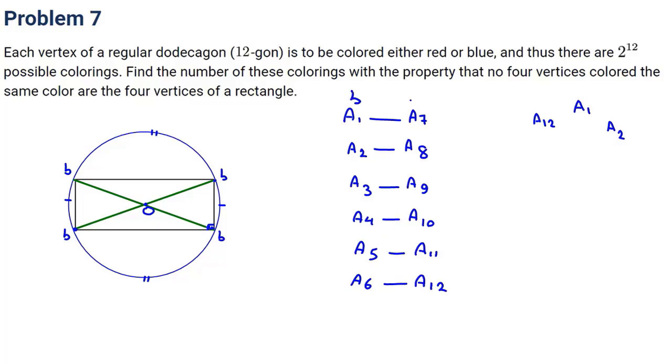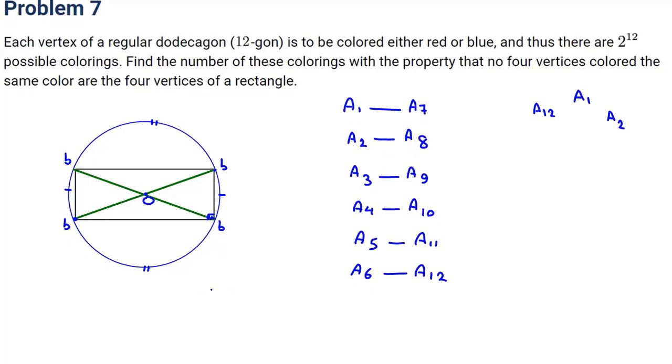We shouldn't have, for example, blue, blue, and blue, blue again. Then we have a rectangle. So let's analyze how many diameters there are: 6 diameters. Let's consider different cases. If we don't have any diameter with the same color, then for each diameter, the first one is X, the next one is Y. So for each of them, it is RB or BR. So it will be 2 to the 6, which is 64.